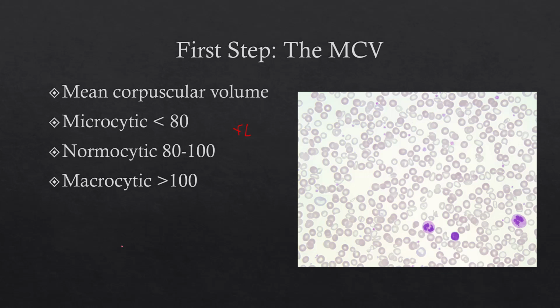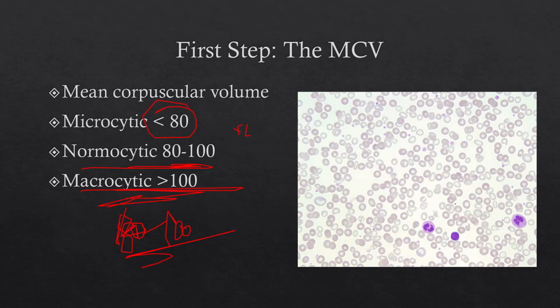I know on USMLE they do give you the standard values. It just makes it so much easier. Just 80 to 100 is considered a normal MCV. Okay. Under 80 is microcytic. Normocytic is 80 to 100, which is the normal, like we said. And then macrocytic is over 100 femtoliters. Okay, so that's the MCV.